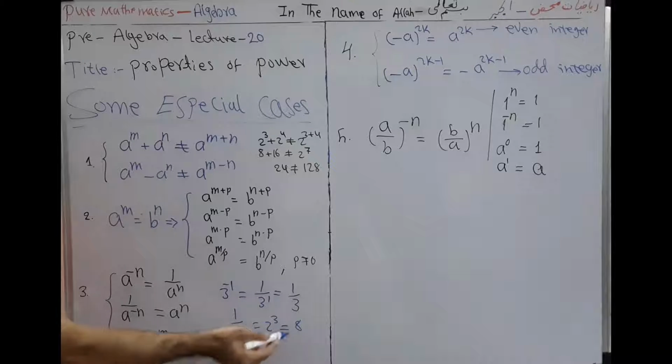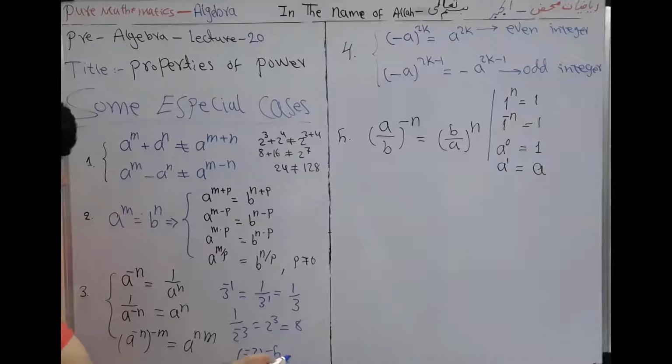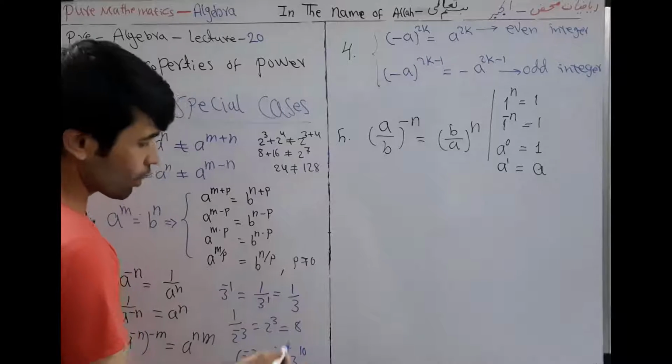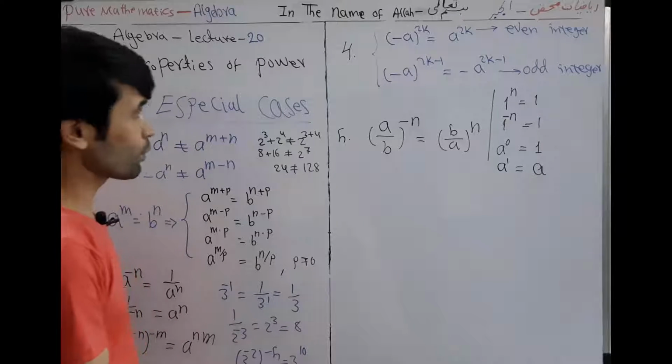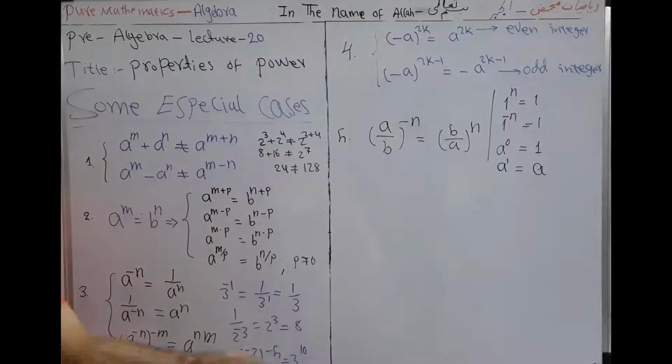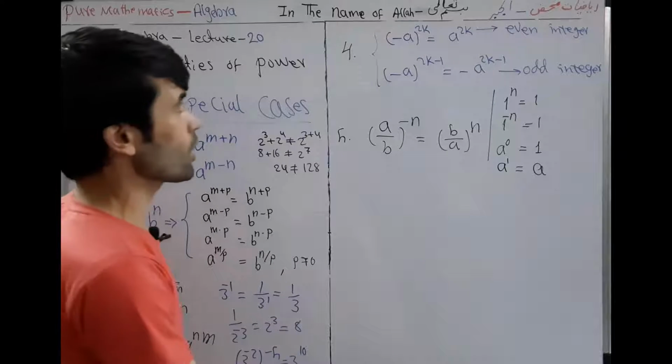2 to the power 3 is equal to 8. If we have 3 to the power minus 2, whole to the power minus 5, it is equal to 3 to the power minus 2 multiplied by minus 5, which is 3 to the power 10. We have to multiply 3 ten times.